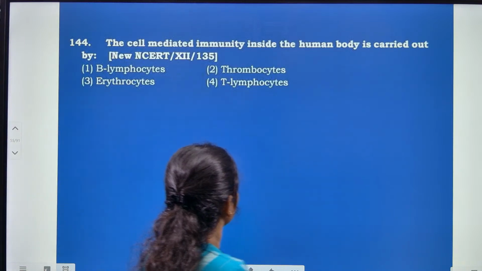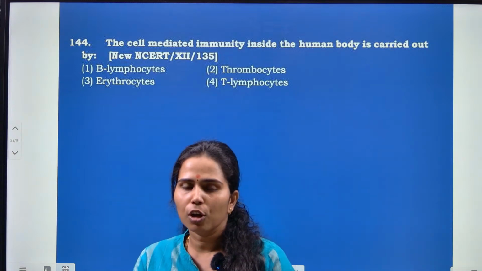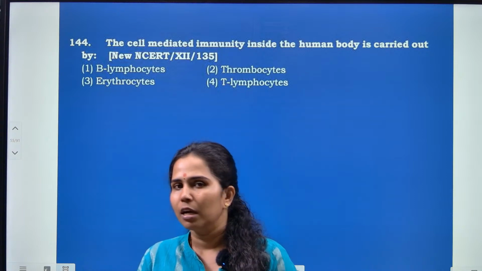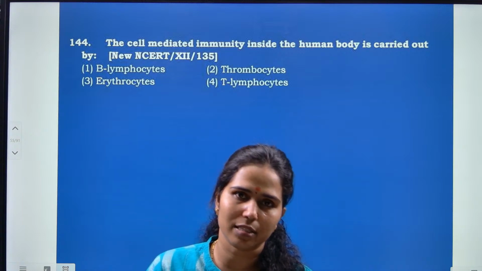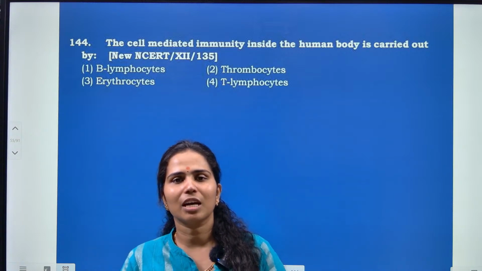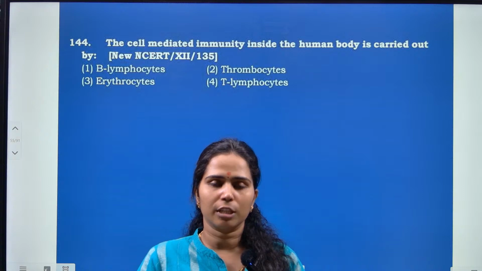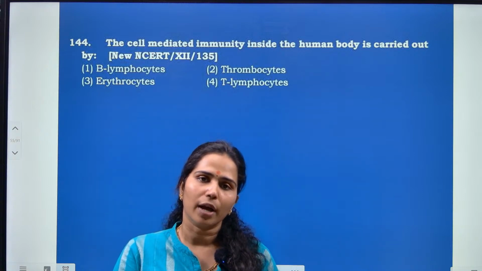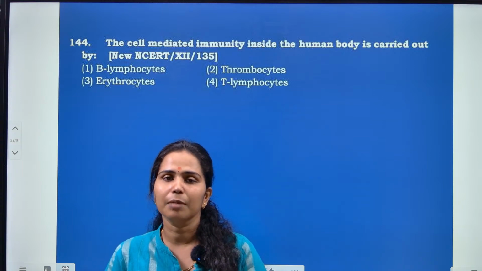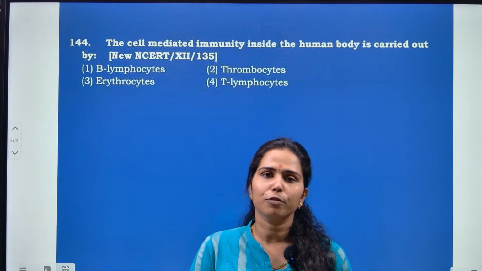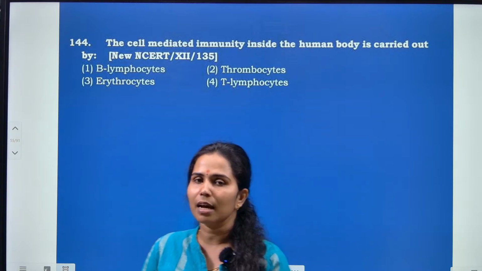Yes, the cell mediated immunity inside the human body is carried out by. So for the production of antibodies, who is going to help? You know that there are two types of lymphocytes, the B lymphocytes and the T lymphocytes. The main cells which produce the antibodies are always the B lymphocytes present in the bone marrow. Then who helps the B lymphocytes to produce the antibodies? It is nothing but the thymus-derived T lymphocytes. So T lymphocytes help the B lymphocytes to produce antibodies to fight against the antigen.